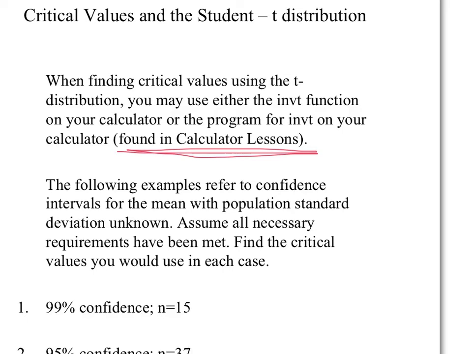We're going to do some examples with finding critical values, and in all of these we're going to assume that the sigma, the population standard deviation, is unknown. So that's why we're going to be using the T distribution. If sigma were known, we'd use the normal distribution, and it would go back to the normal CDF or inverse norm to find critical values. And we're going to just assume, for the sake of time, that all necessary requirements have been met.